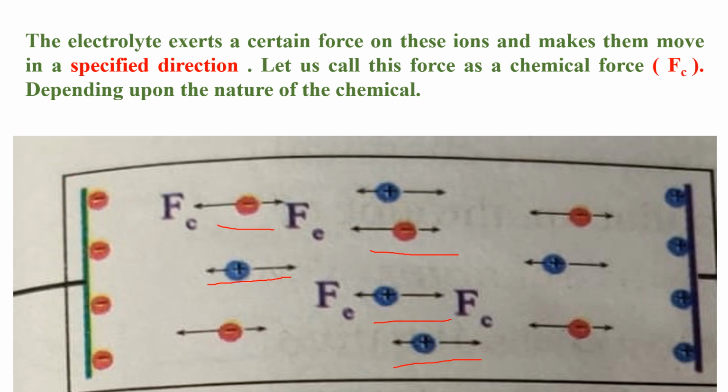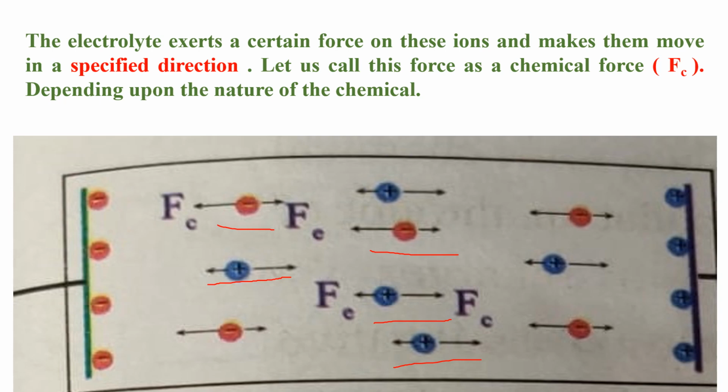And the specific direction depends upon the nature of the chemical which is present inside the battery. So once again, the electrolyte exerts a certain force on these positive and negative ions and makes them move in a specified direction. The force exerted by the electrolyte is called a chemical force, and this chemical force changes depending upon the nature of the chemical present inside the battery.